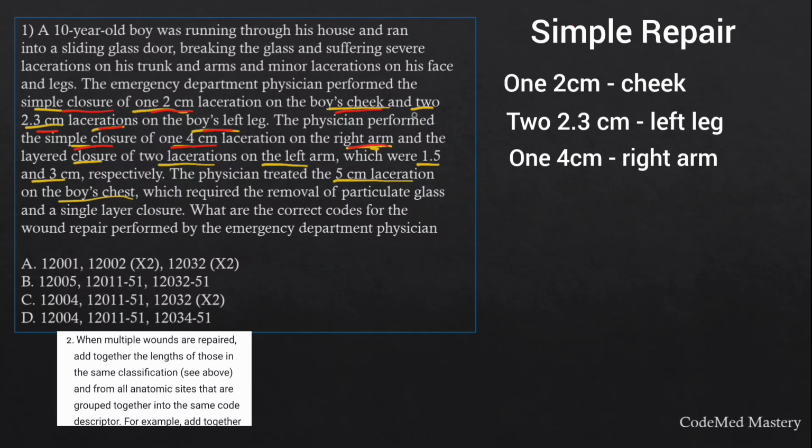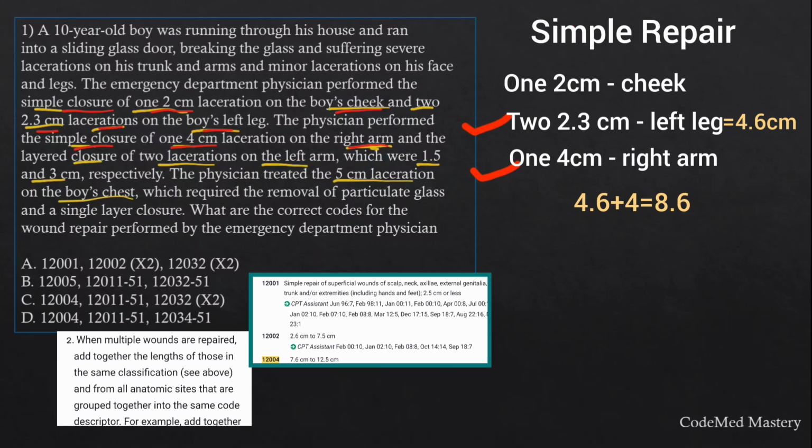Therefore, we can add simple repair of 2.3 cm laceration on the boy's left leg. So, total it will be 4.6 cm of the boy's left leg, and we can add simple closure of 1 4 cm laceration on the right arm because they belong to the same anatomic location. Therefore, 4.6 plus 4 is 8.6. So, we will use the code 12004 for the simple repair of left leg and right arm.